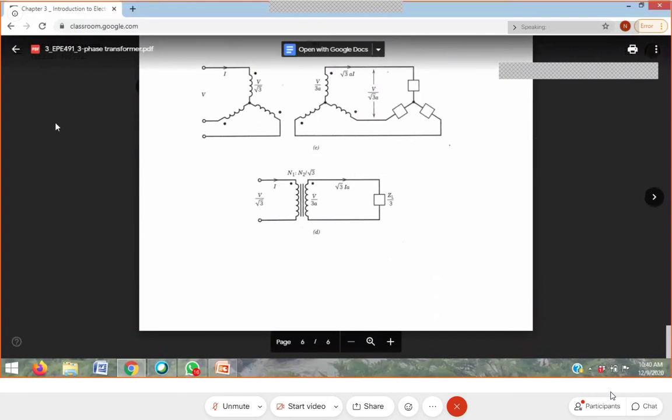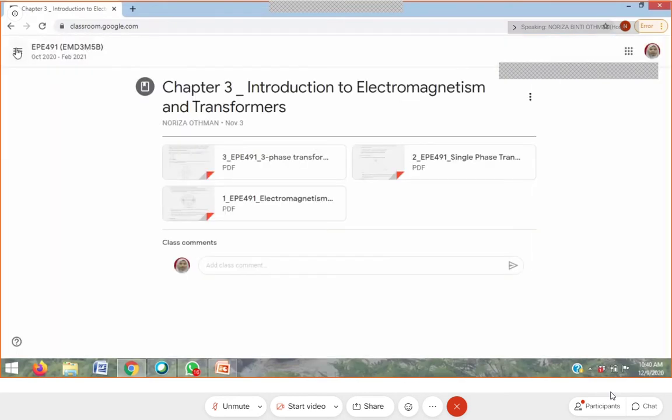Ada soalan? So untuk check three phase transformer ni, saya pun tak ada soalan tutorial sebabnya dia simple sahaja, macam ni je.